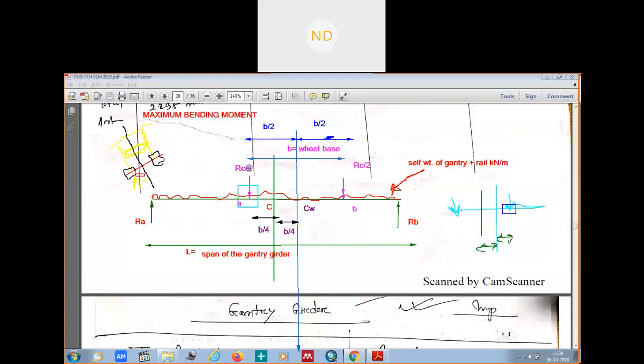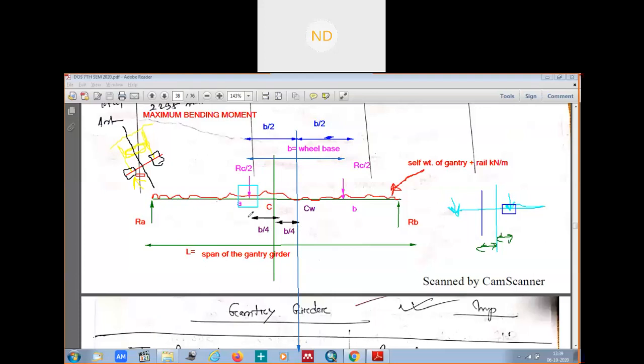You know RC by 2 from the maximum load wheelbase. You will know the distance between these two wheels. You will know your UDL of the gantry girder plus rail. We have b by 4. This distance you will get from the wheelbase again. You know the span of the gantry girders.